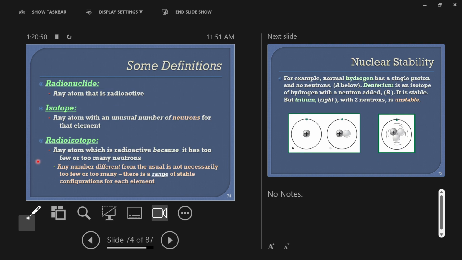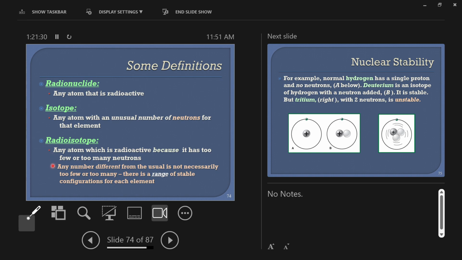So now that you have the ground state idea, let's get some definitions. Radionuclide, any atom that's radioactive. So uranium, radionuclide. Potassium-40, it's a radionuclide. Isotope, any atom with an unusual number of neutrons for that element. Isotopes do not have to be radioactive, but there are plenty of radioactive isotopes. We call them radioisotopes if they're radioactive ones. So that's any atom which is radioactive because of too few or too many neutrons.